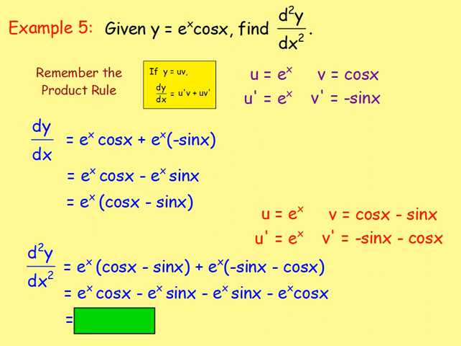And if you look at that, well, you've got an e to the power of x cos x, and then you're taking away an e to the power of x cos x. So it's going to leave you with negative 1 e to the power of x sine x, and then you're taking away another 1 e to the power of x sine x. So really, you'd be left with negative 2 e to the power of x sine x. And that's your answer.